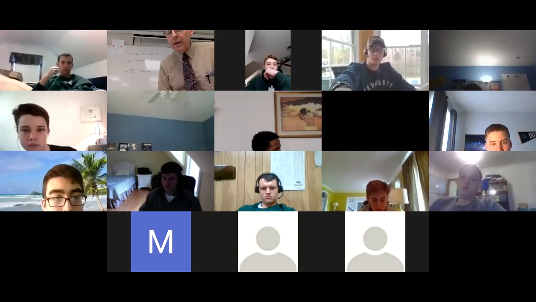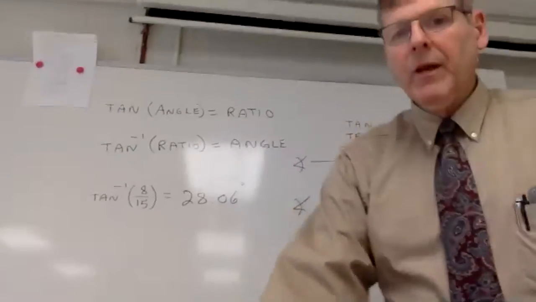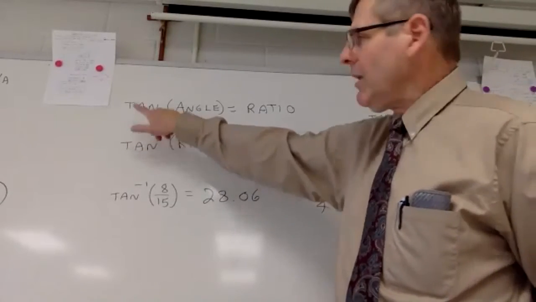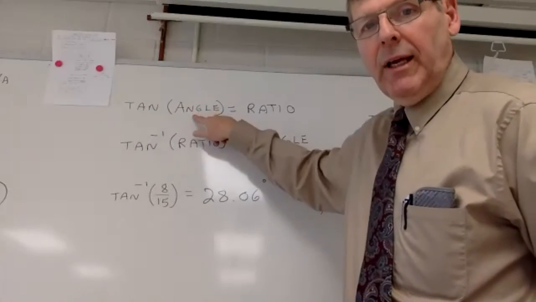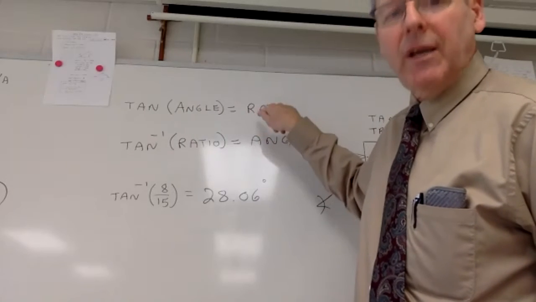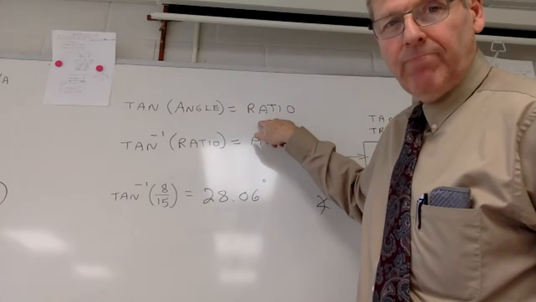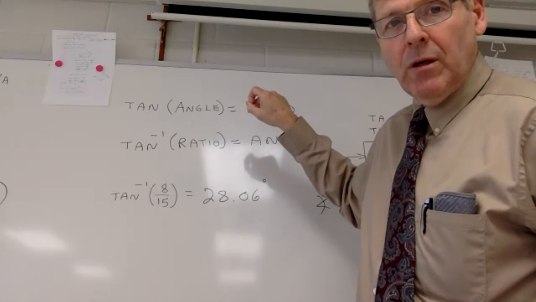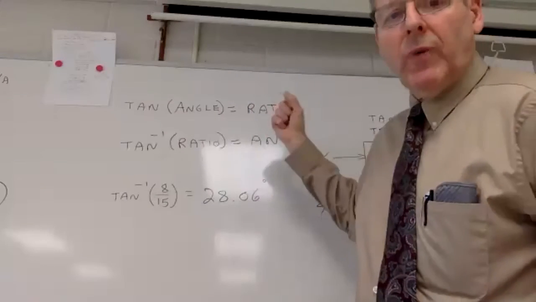Let me show you again. You have a tangent button on your calculator, right? If you take the tangent of an angle and hit enter, it gives you an answer. The answer it gives you is a ratio, right? It gives me a decimal number. A decimal is a ratio.